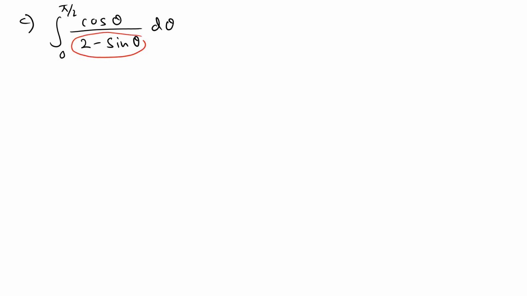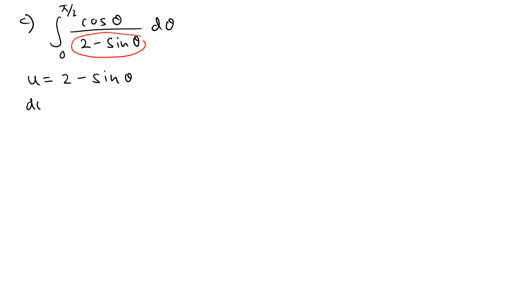In part C, we have a problem like this: a trigonometric function, integral from 0 to pi over 2 of cosine theta over 2 minus sine theta d theta. If you get a problem like that, never make a substitution for the numerator. For this kind of fraction, the substitution has to be for the denominator. The numerator we always leave for the derivative. So the substitution in this case is the bottom function, and that's something we need to remember. So u equals 2 minus sine theta.